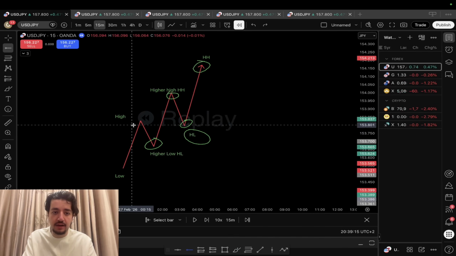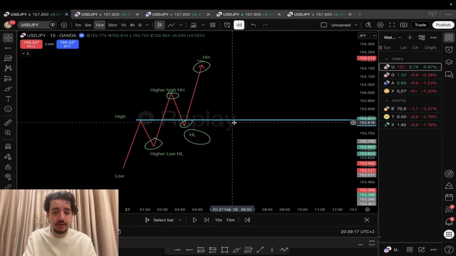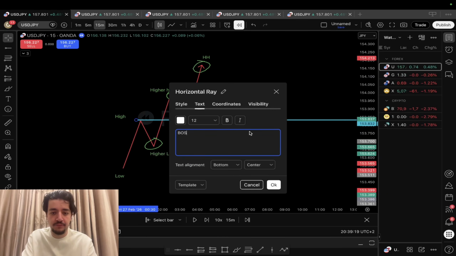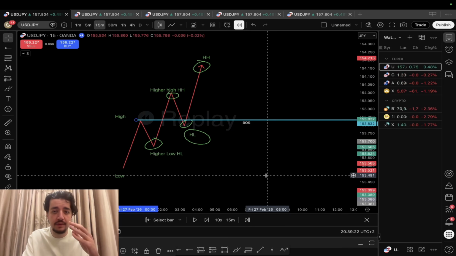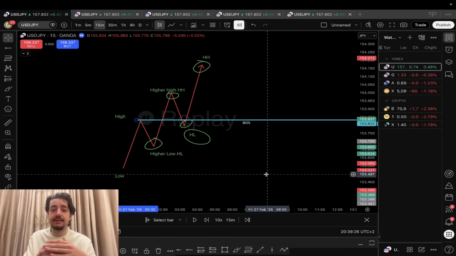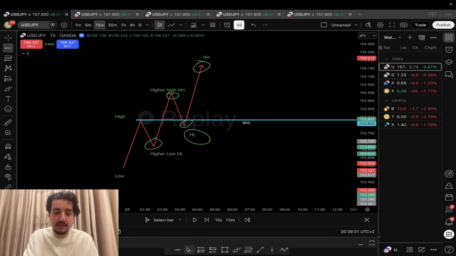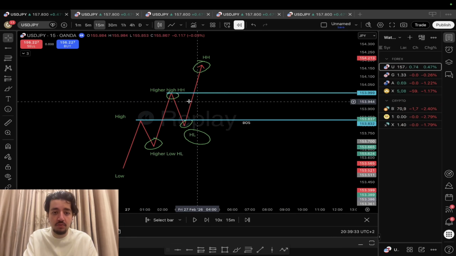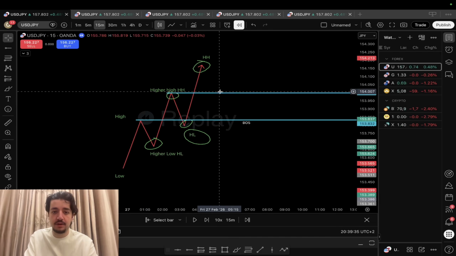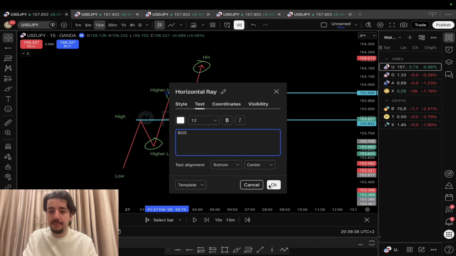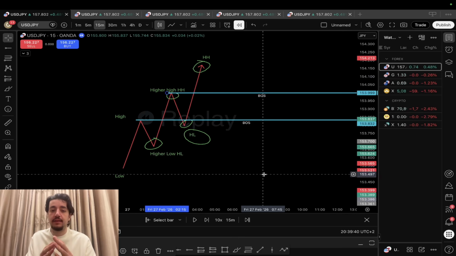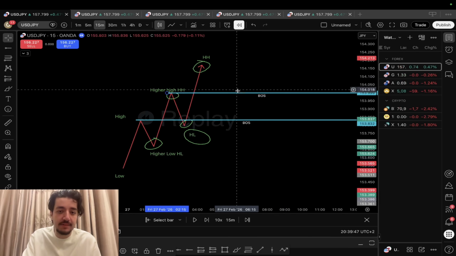Now, when we break the high right here, what is this called? It's called break of structure. Why? Because we're confirming that the previous high got broken. That means we're confirming that the trend is gonna keep pushing in the same direction. Same concept here. What is this called when we broke this high? It's called BOS, break of structure. Why? Because we already now know that the trend is confirming, okay, we're gonna keep pushing in the same direction. So now we already know that the trend is continuing in the same direction.